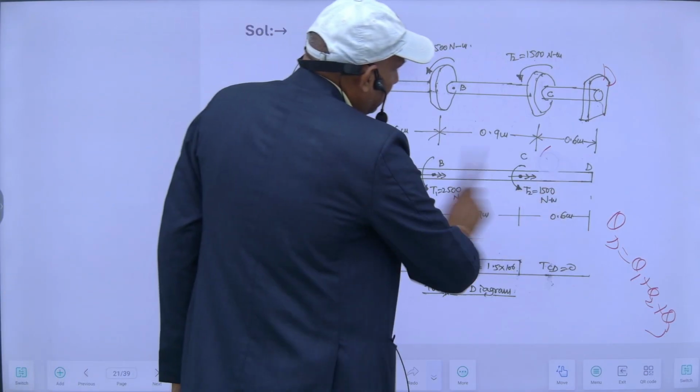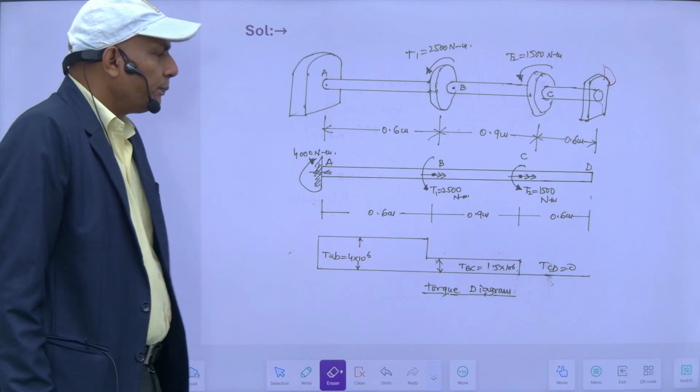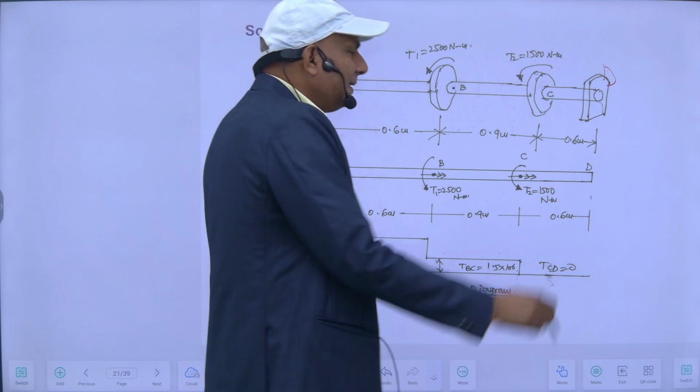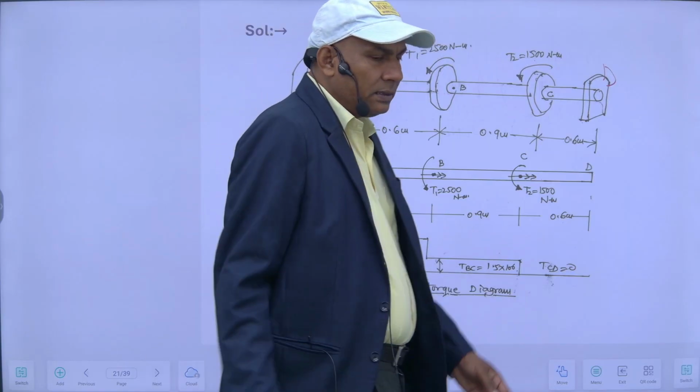First of all, you represent your torque in this way. This end is free, it means no torque is acting. At this C, it is anti-clockwise. Anti-clockwise means this is my right hand.